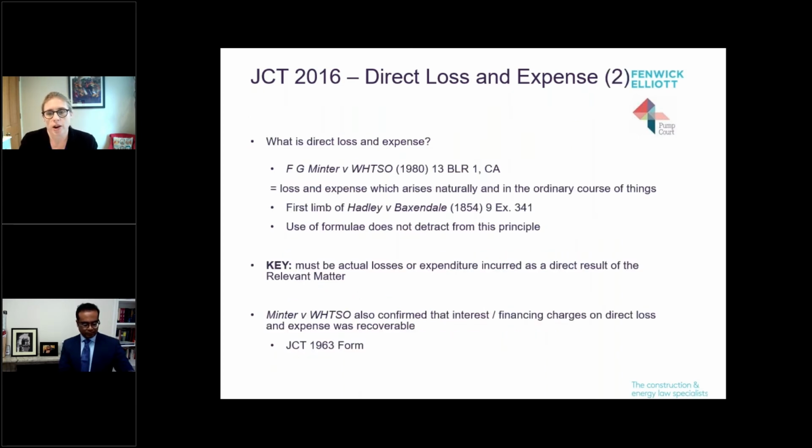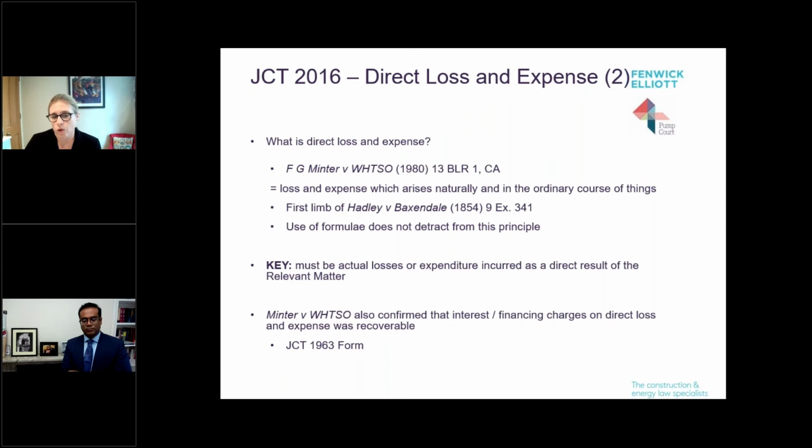And what is meant by direct loss and expense? In this case, it was defined as loss and expense which arises naturally and in the ordinary course of things. So that is effectively the first limb of the Hadley v Baxendale test, which is the standard causation test. This has to be actual loss or expenditure incurred as a direct result of that relevant matter. You need to prove causation.